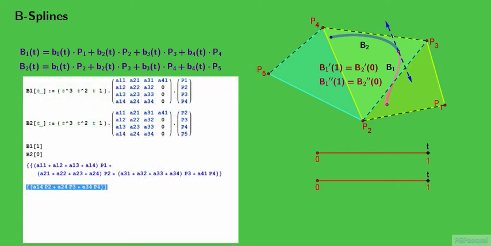P1 is absent in capital B2, and so this P1 coefficient must be 0. So that is our first equation. A sub 1 plus A sub 2 plus A sub 3 plus A sub 4 is equal to 0. This P2 coefficient should match this P2 coefficient in capital B2. This P3 coefficient should match this P3 coefficient. And A sub 1 should equal A sub 4.